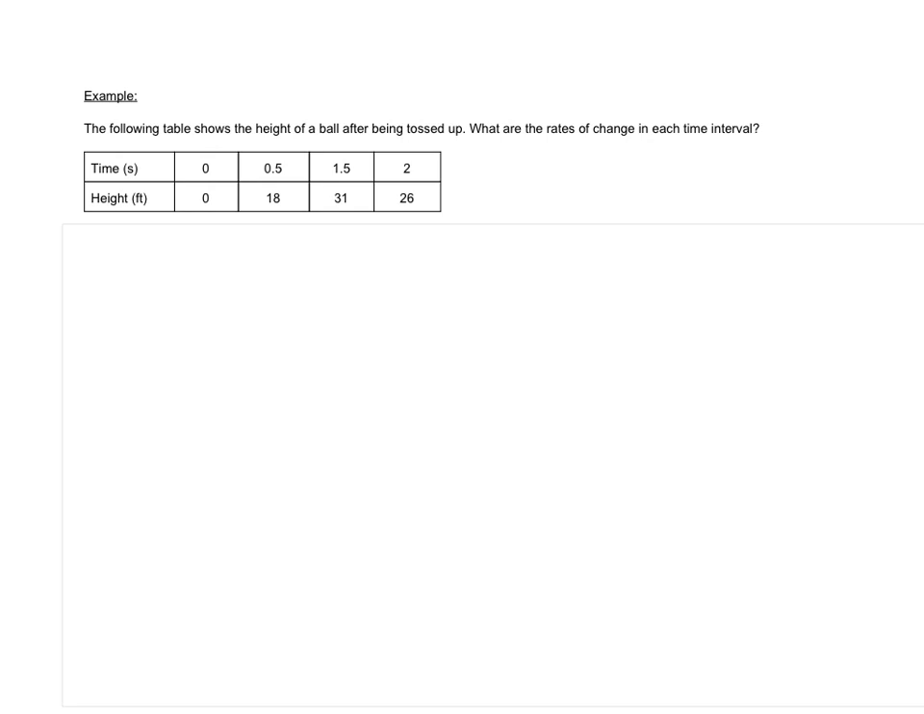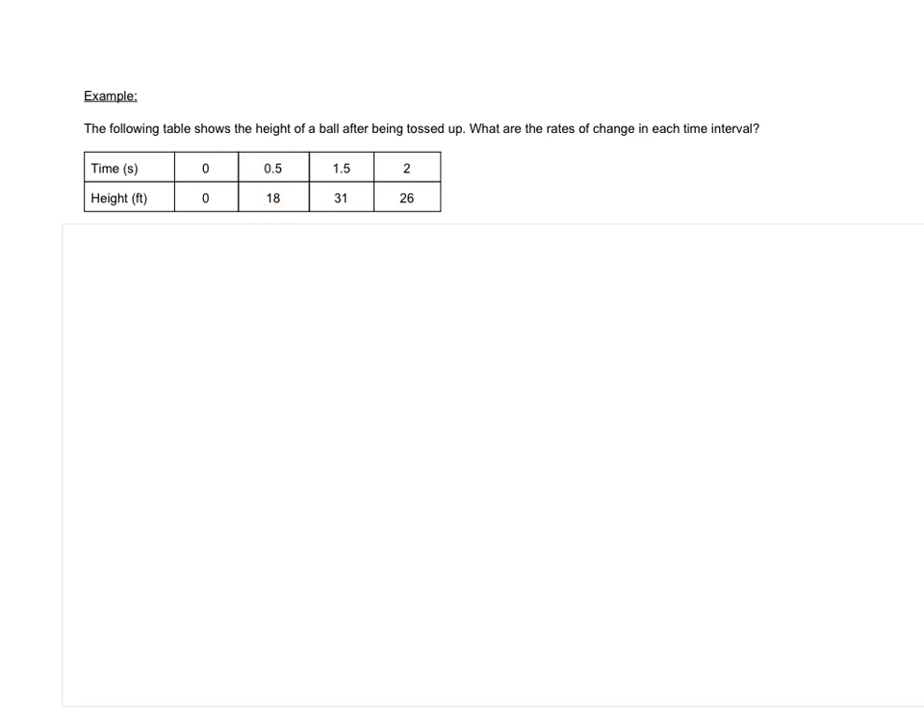Let's look at another example. The following table shows the height of a ball after being tossed up. What are the rates of change in each time interval? So I have time in seconds. So at time equals 0 seconds, the ball was still at the ground level, which is also 0, which is the height. And then after half a second, the height has reached 18 feet.